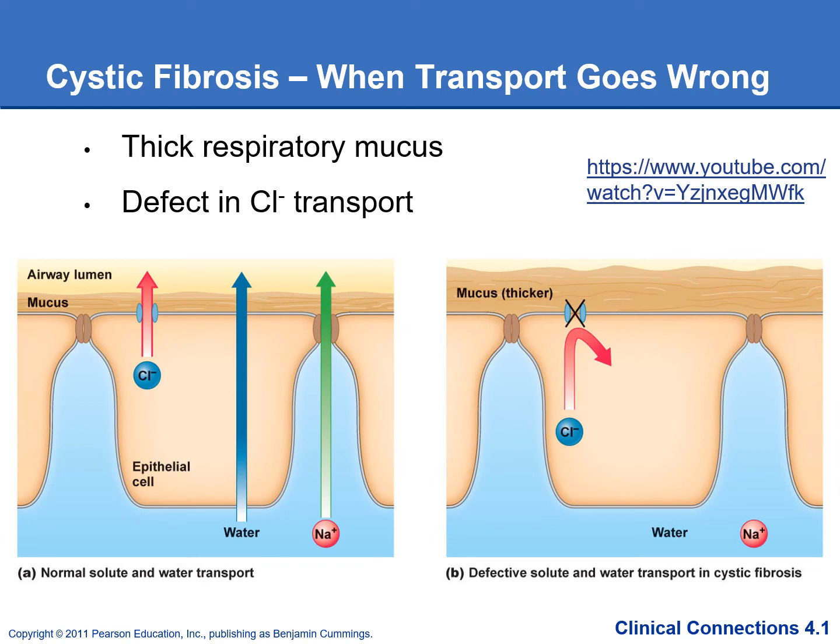And if chloride ions are not moving, sodium ions aren't going to go anywhere. And if you're not moving any solutes out into the mucus, water's not going to follow the solutes. So the mucus ends up being too thick, and the cilia are not able to move that mucus with the trapped bacteria and things you've breathed in. And so that just sits in the lungs. And people with cystic fibrosis are very prone to getting pneumonia.